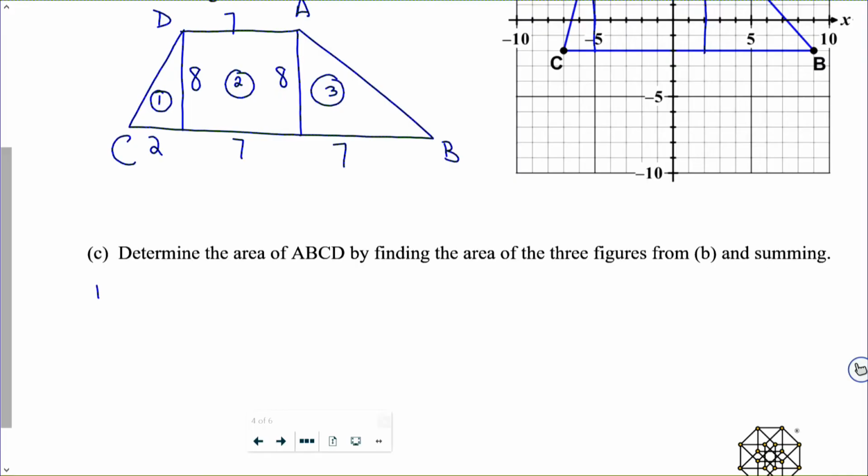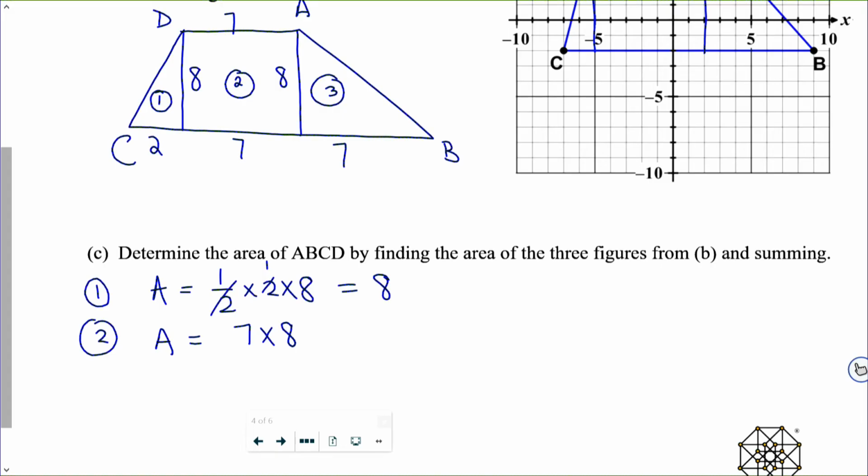So for figure 1, right, its area is going to be 1/2 times 2 times 8. Again, you can do that in many different ways. You can do 1/2 times 2 and just get 1, and then 1 times 8 and get 8. For figure 2, that's quite easy. That's my rectangle. That's just going to be 7 times 8, and that's going to give me 56.